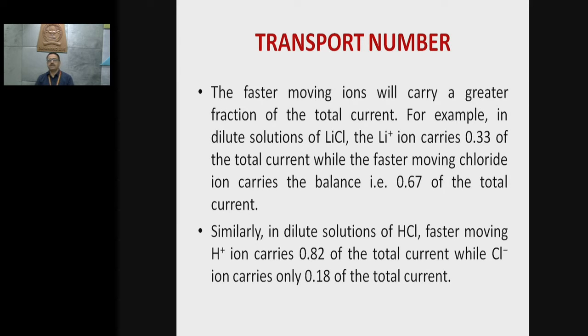Now see in both these examples, in the upper example of LiCl, the size of Li+ is very small, and because of this, the hydration number of lithium is very high. Because of that, the movement of Li+ ions becomes sluggish. Therefore, in LiCl, it is a slow moving ion. On the contrary, the cation present in HCl, that is H+, is very fast, and therefore it carries more current. So how much of the total current is carried by a particular ion depends upon the nature of the electrolyte.